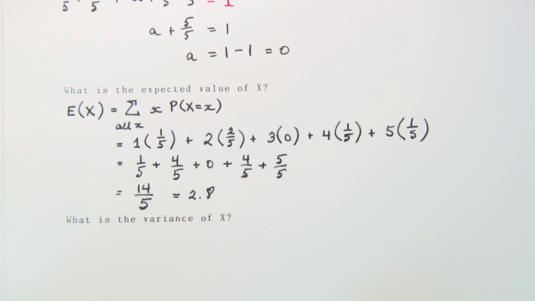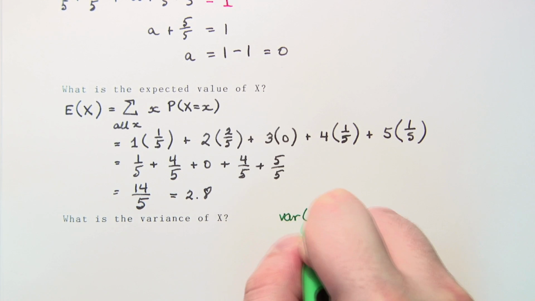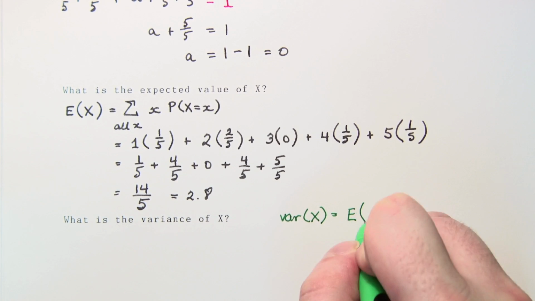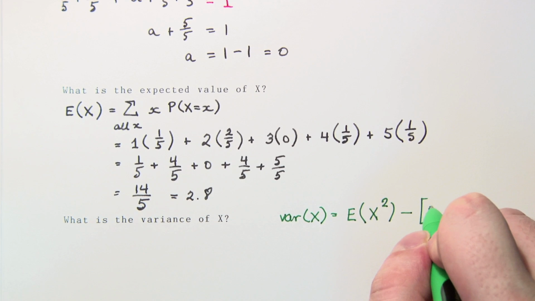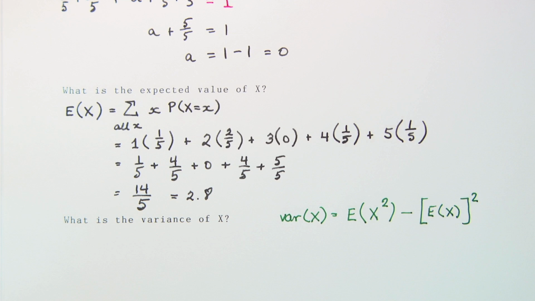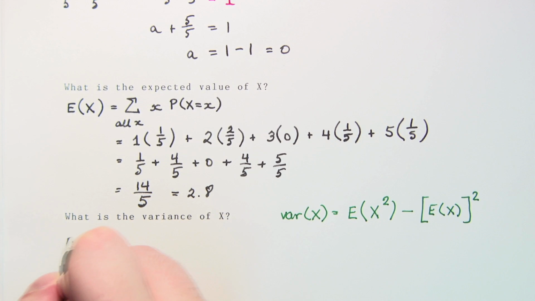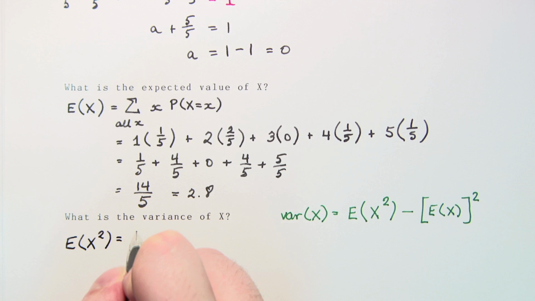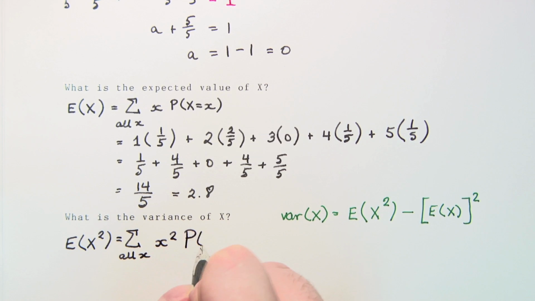Okay, the next one is what is the variance of x? Now, we can calculate this using two ways, but what we've been generally using in class has been that the variance of x is equal to the expected value of x squared minus the square of the expectation. So that means we need to calculate this value right here. The expectation of x squared is equal to the sum of all x, where we have x squared multiplied by the probability of x.